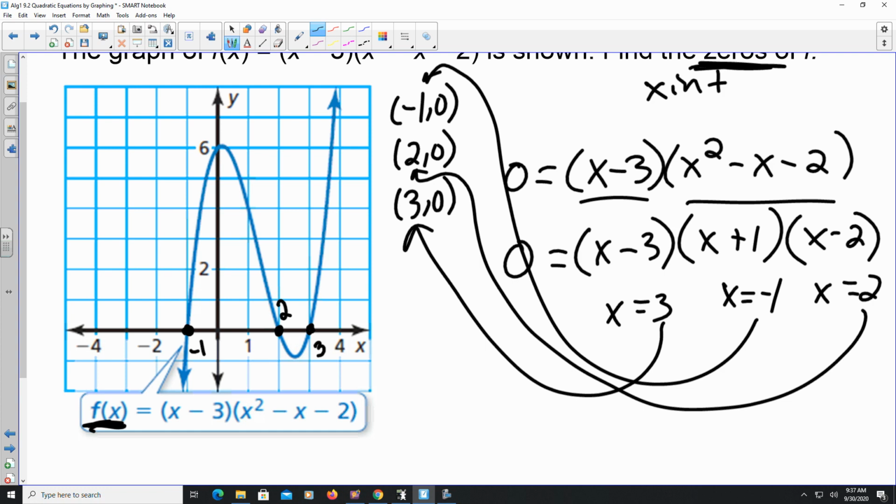And that is being able to solve quadratic equations by graphing.